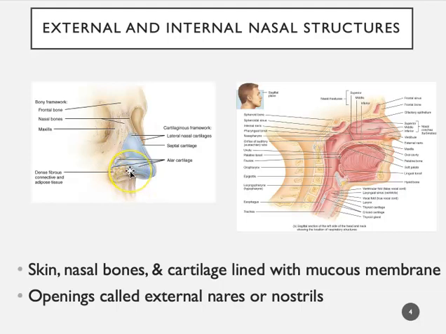The openings are called external nares, or nostrils, that we're more familiar with. On the inside, in this nasal cavity area, we have our nasal concha, or the turbinates. So you have a superior, a middle, and an inferior nasal concha. And then there are grooves that are formed by these concha, and those are called meatuses. So there's simply a superior meatus, a middle meatus, and then an inferior meatus. These are going to allow for very smooth airflow to the back of the throat.